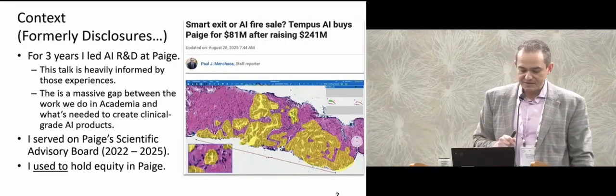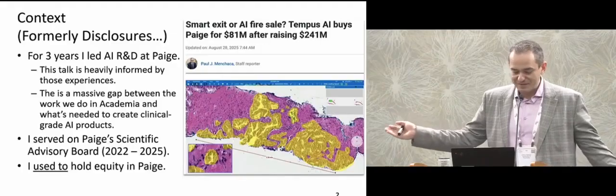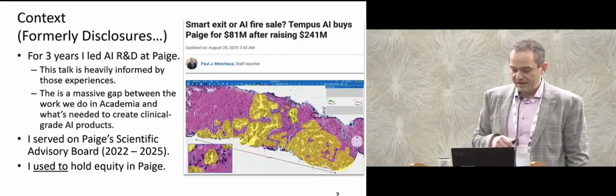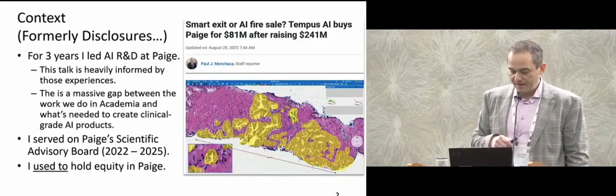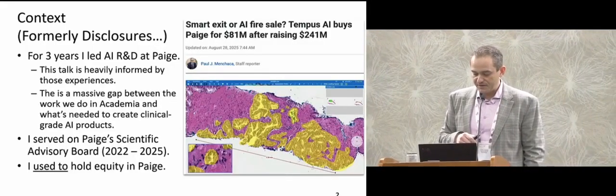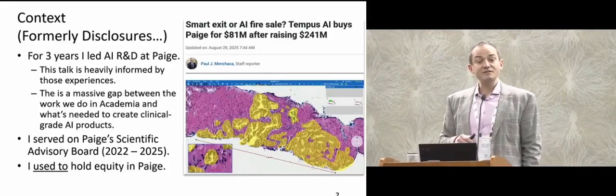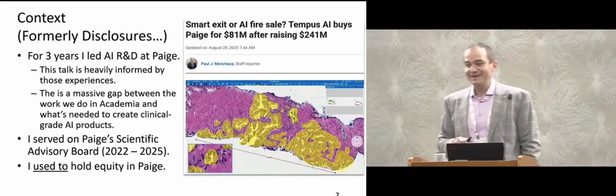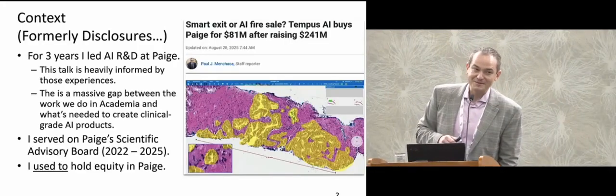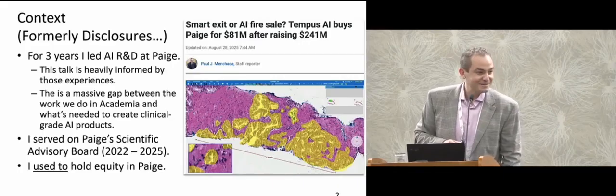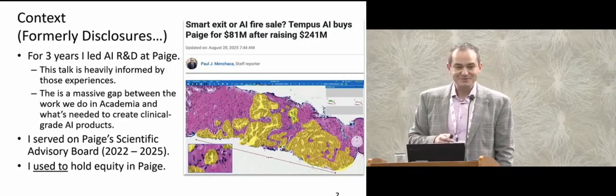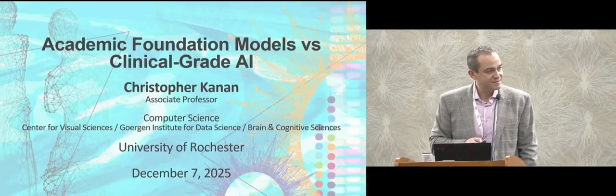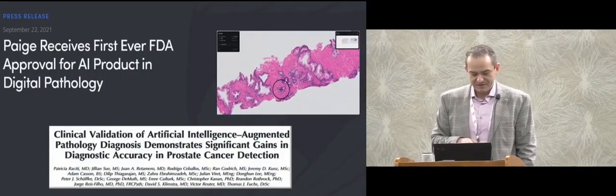I served on Paige's scientific advisory board until 2025. I assume they never told me I was kicked off. But as you can see, Paige was acquired by Tempus for $81 million after raising $241 million, which means I get to take a very large capital gains deduction this year. Because the government claimed I made a lot of money on those whenever I had to exercise my stock options to leave. So I need to find something to sell before the end of the year. So anyways, let's continue. Oh, wait, sorry, I'm using a little thing I've not used before.